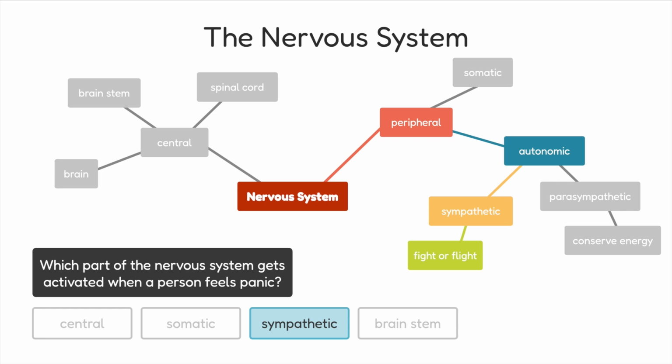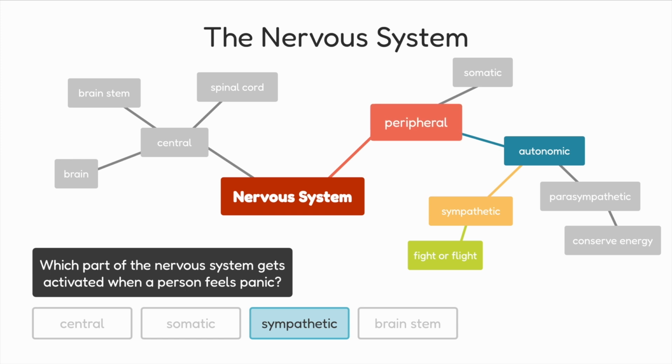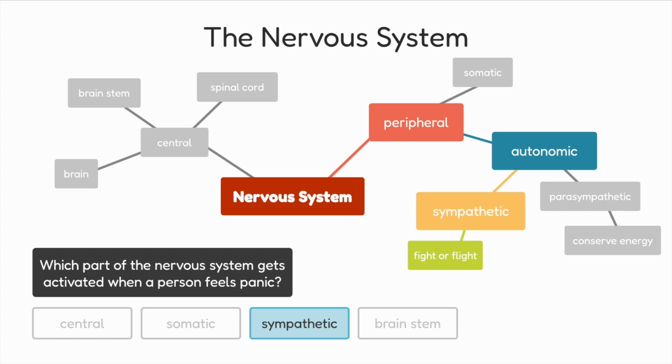Let's follow the bubble map again to trace how all of this information is connected. We start with the main topic, the nervous system. The nervous system is connected to the peripheral system. The peripheral system is connected to the autonomic system, which in turn is connected to the sympathetic system, which is finally connected to the fight or flight instinct. That's the beauty of a bubble map. It shows clearly how all these systems are related.